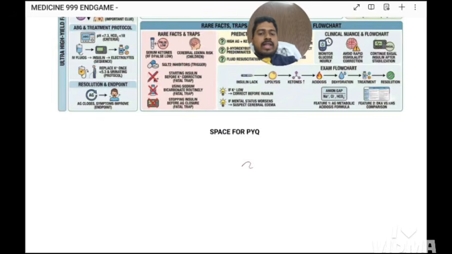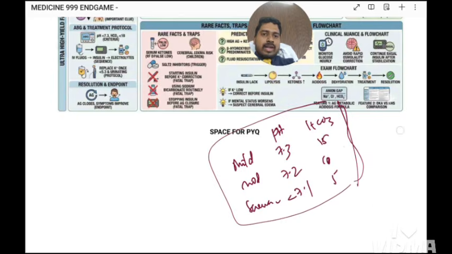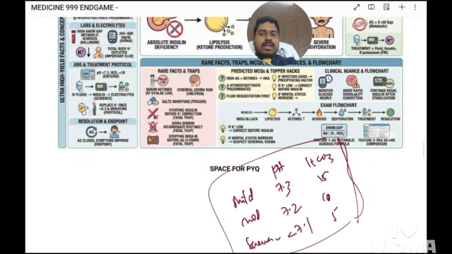Yes. So for DKA, mild DKA, moderate DKA, and severe DKA. Okay. For mild, we take pH 7.3. Here it is 7.2. Here it is less than 7.1, and bicarbonate is 15, 10, 5. So these are the bicarbonate value and pH value to categorize DKA. So based on that, we'll be managing.